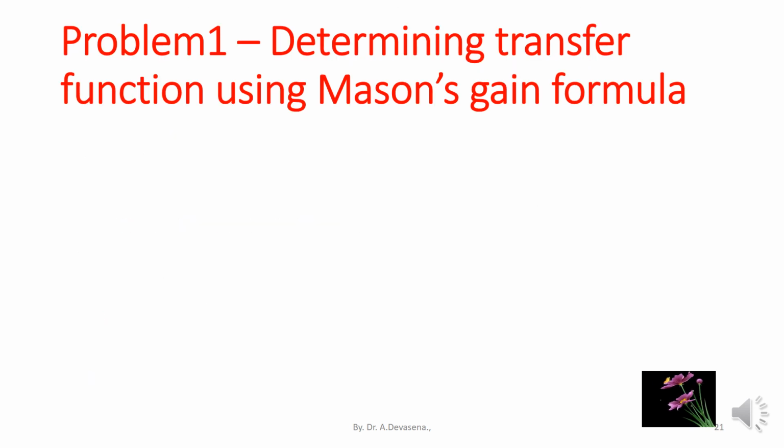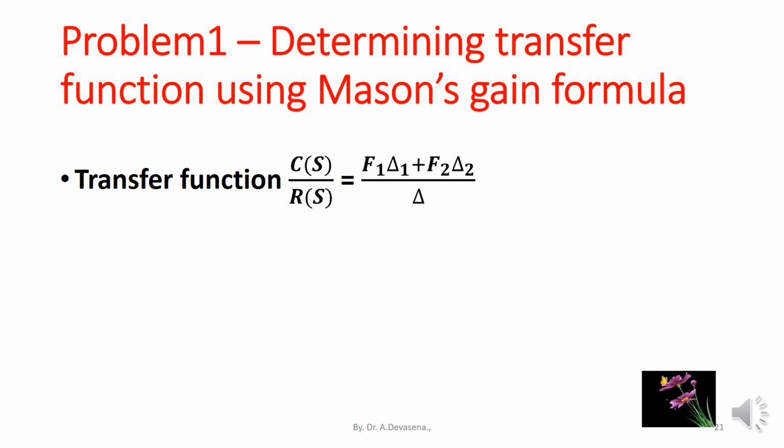Determining the transfer function using Mason's gain formula. Transfer function C(s) by R(s) is equal to F1 delta 1 plus F2 delta 2 divided by delta, because in this problem we have two forward paths only, the forward paths F1 and F2. For the corresponding forward paths, we have calculated the values of delta 1 and delta 2. Therefore, we have to calculate the transfer function for these two forward paths.